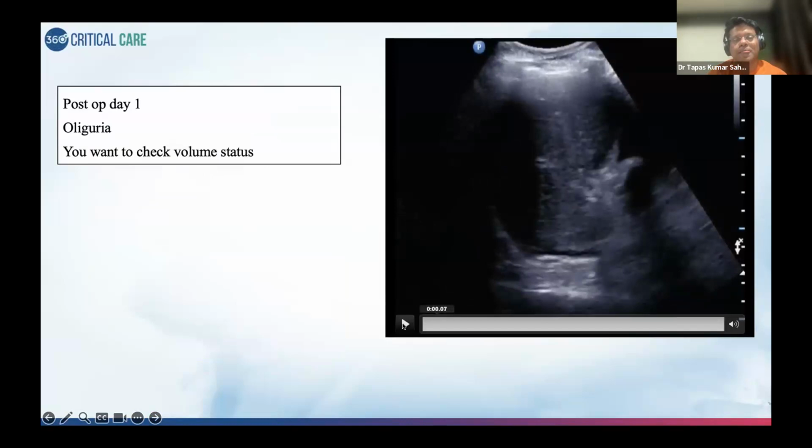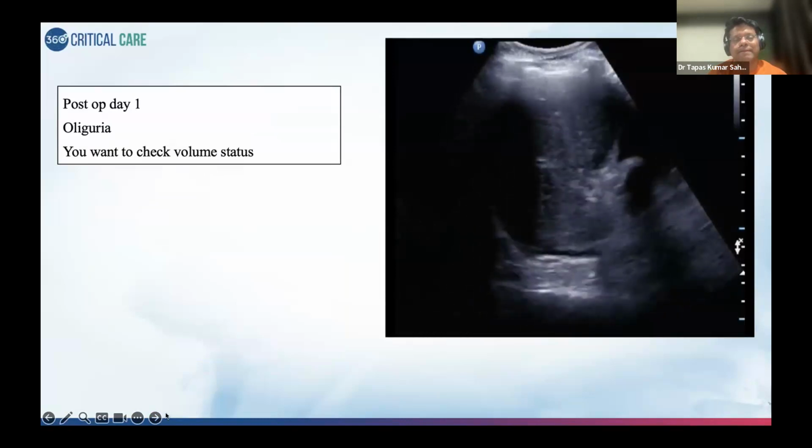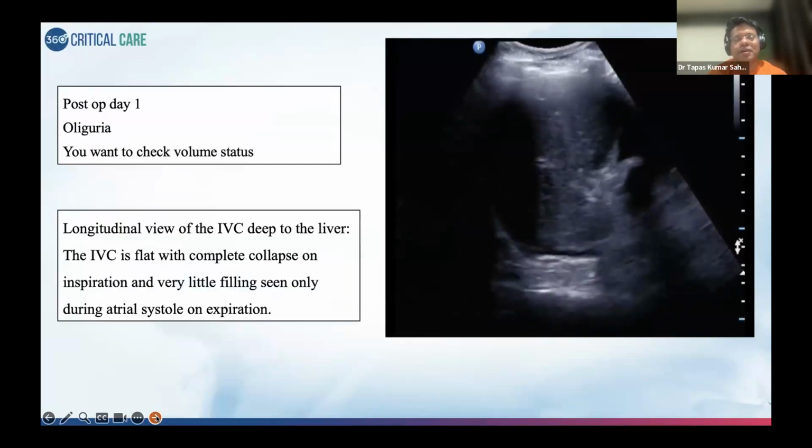Anyone? You did it. Now what is happening? Longitudinal view of the IVC deep to the liver. The IVC is flat with complete collapse on inspiration. Very little filling seen only during atrial systole on expiration.